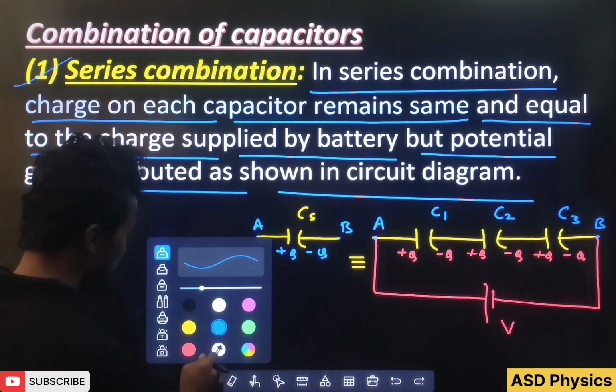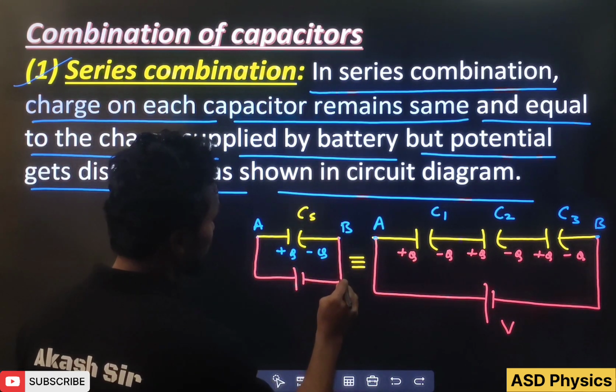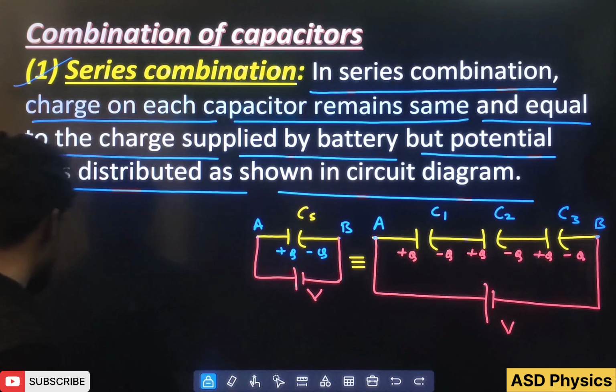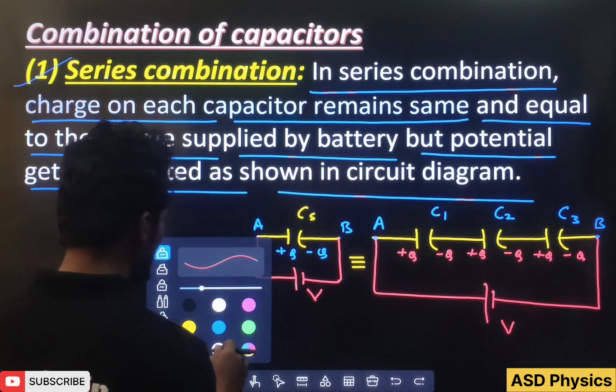And let me give here the terminals A and B. See here very well. Now after that we will connect to the battery here. So what we are going to find out? We are going to find out the value of CS in terms of C1, C2 and C3. Okay, so this diagram is ready now.